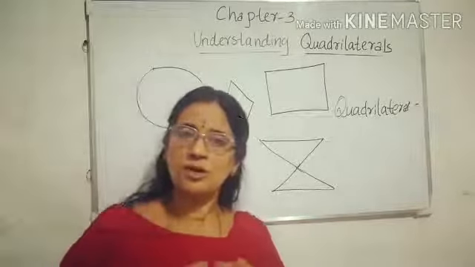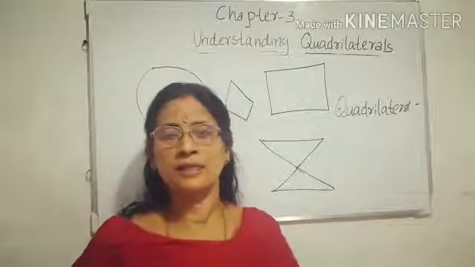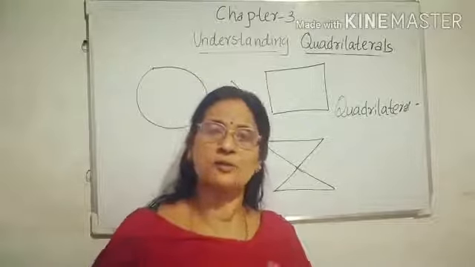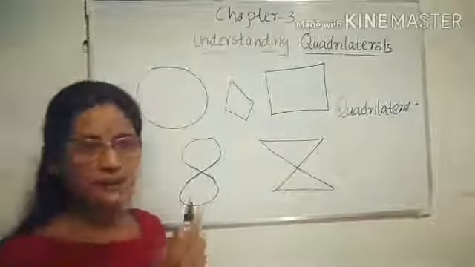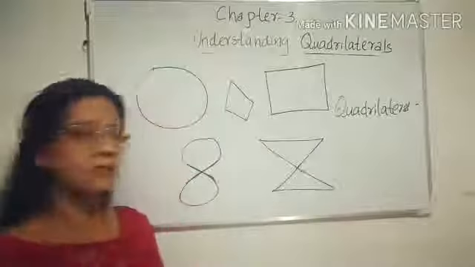What is the definition of polygon? A polygon is a simple closed figure made up of line segments. Some examples you can see. Let's watch the next video.